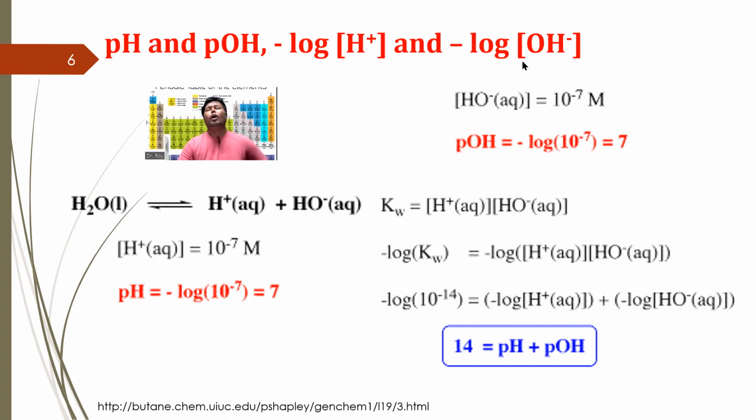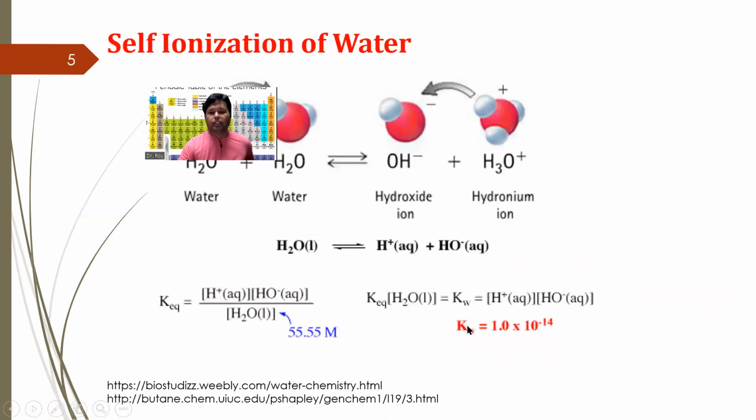In any solution, what is the concentration of OH minus? If we take the negative logarithm of the OH minus concentration, then that is the value of pOH. Now in case of water, as we have seen in the previous slide, Kw equals 1.0 times 10 to the power minus 14. This is the water dissociation constant, and it equals the concentration of H plus multiplied by the concentration of OH minus.